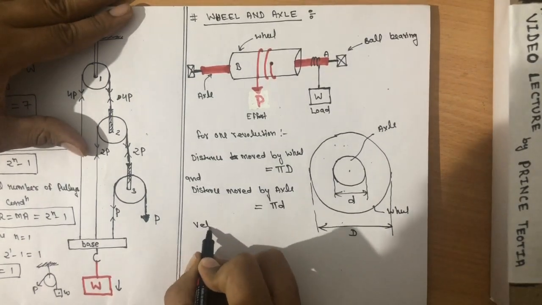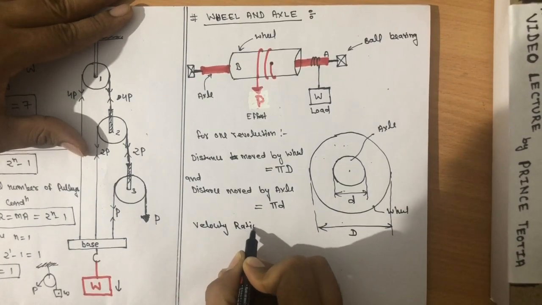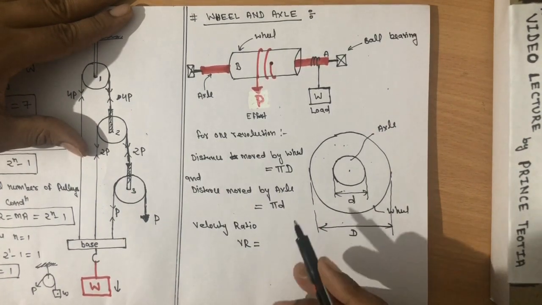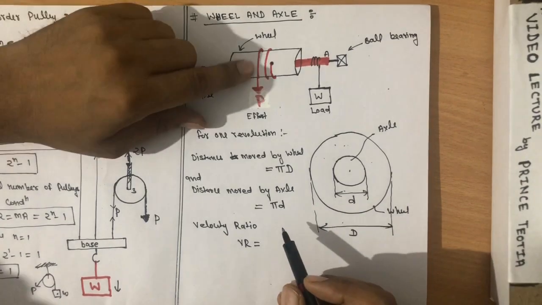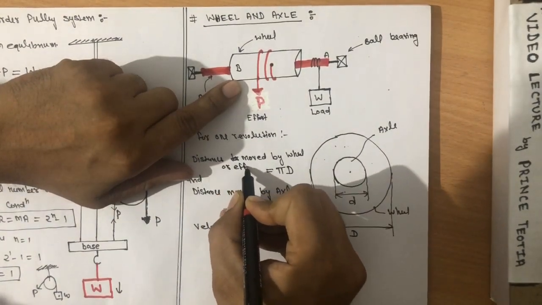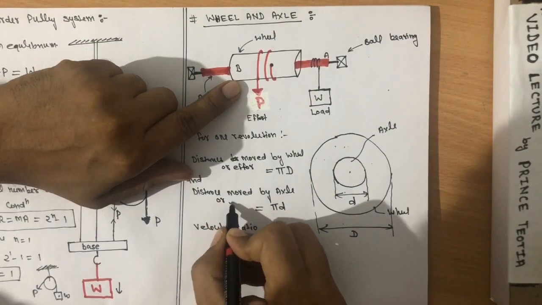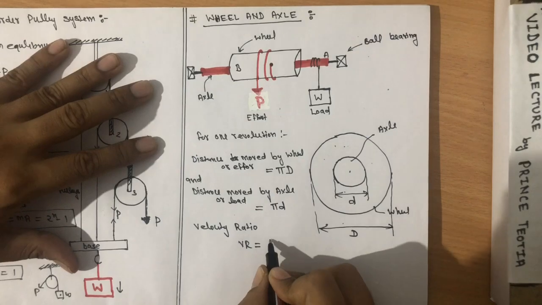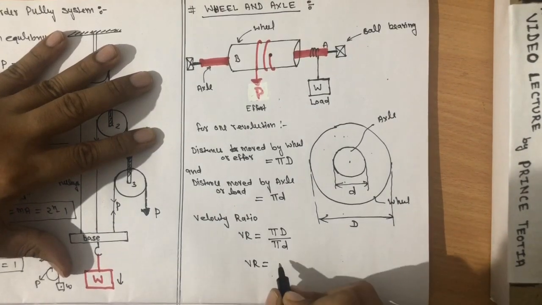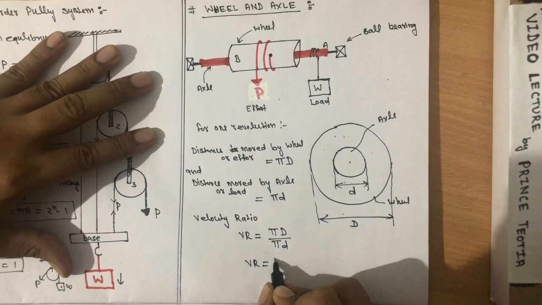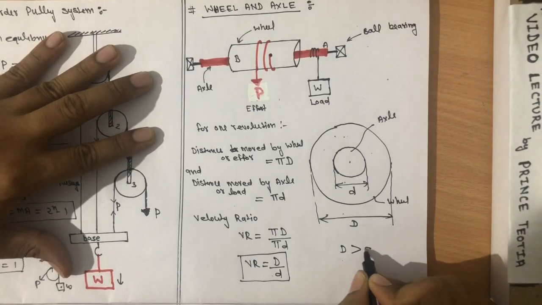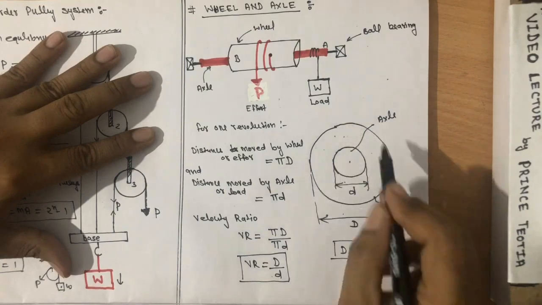So the velocity ratio is the ratio of the distance moved by effort to the distance moved by load. The distance moved by effort is by the wheel, and by the load is by the axle. So the velocity ratio for the wheel and axle assembly will be capital D by small d, where capital D is greater than small d. This is the large diameter.